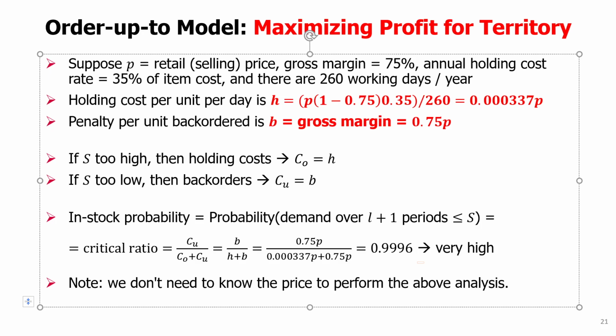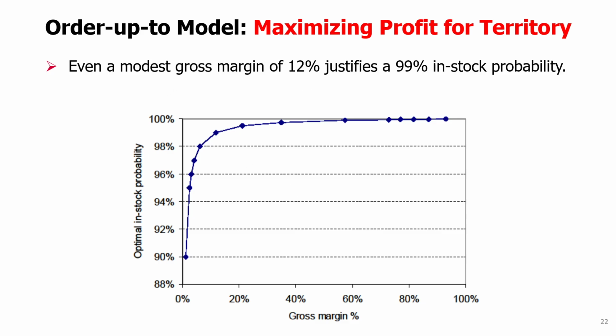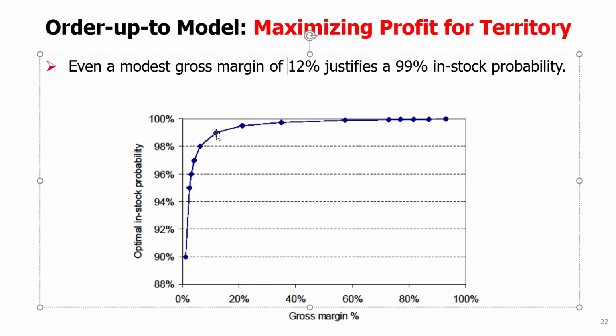So I actually get a critical ratio of 0.9996. That's 99.96%, a very high critical ratio, a very high in-stock probability, right? And notice we did this without assuming what the price is. If the price is $100 or $10,000, the same critical ratio and the same in-stock probability is achieved. So this is actually a very high in-stock probability. And if you repeated this calculation for different gross margins, we assumed 75% and we achieve this 99.96% in stock probability. But even if you assume something like 12% gross margin, you will still get 99% in stock probability. So even products with much smaller gross margin might have a very high in stock probability, and so it is actually justified to assume very high in stock probability when you're trying to maximize profits.